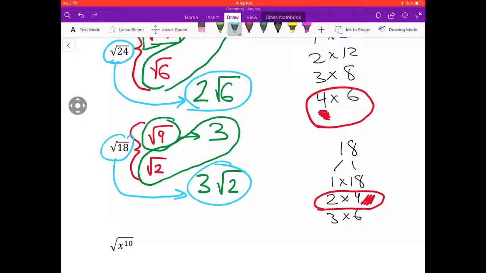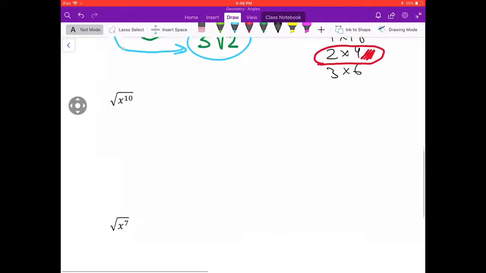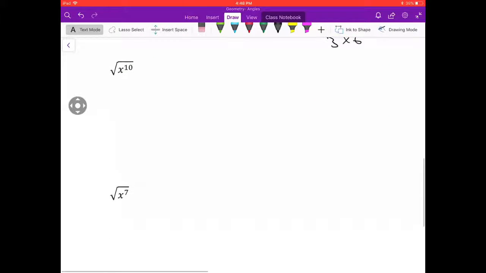All right, the next issue we're going to come across is we're going to get variables that are going to be inside the radical that we're going to have to simplify. Now, there's two cases, and I'm going to go over each of them once here. The first case is this one here. This is our first case, and that's when we have even number exponents.